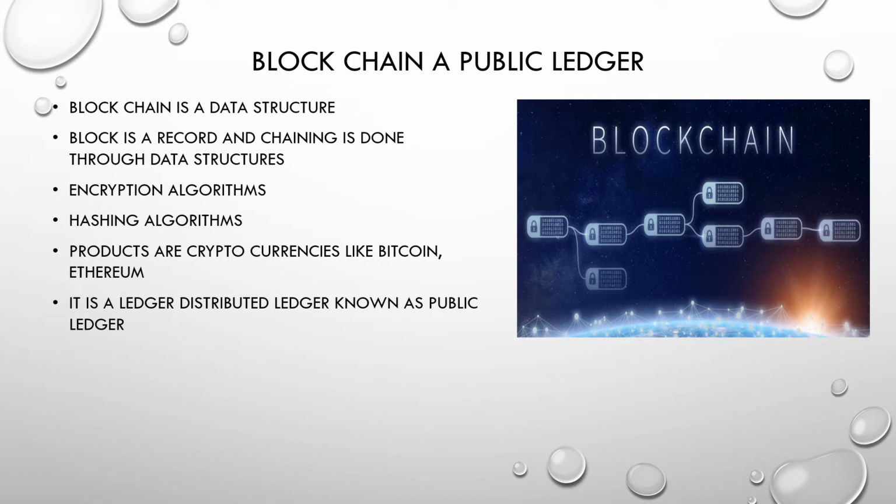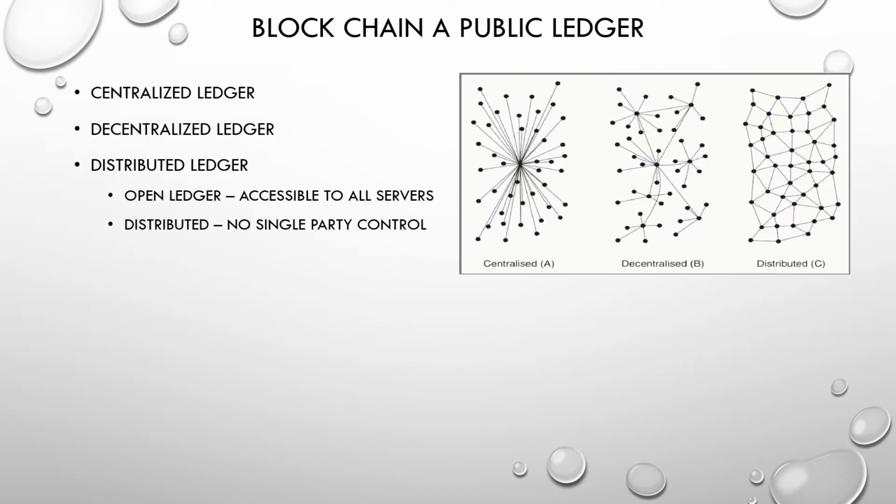Basically, blockchain works on a ledger. So what is a ledger? A ledger is nothing but a record repository or log repository. So this ledger, which is used by a blockchain, is a distributed ledger known as a public ledger. Now we'll see in detail about this ledger. How can the records be maintained? The records can be maintained centrally as well as in a decentralized or distributed way.